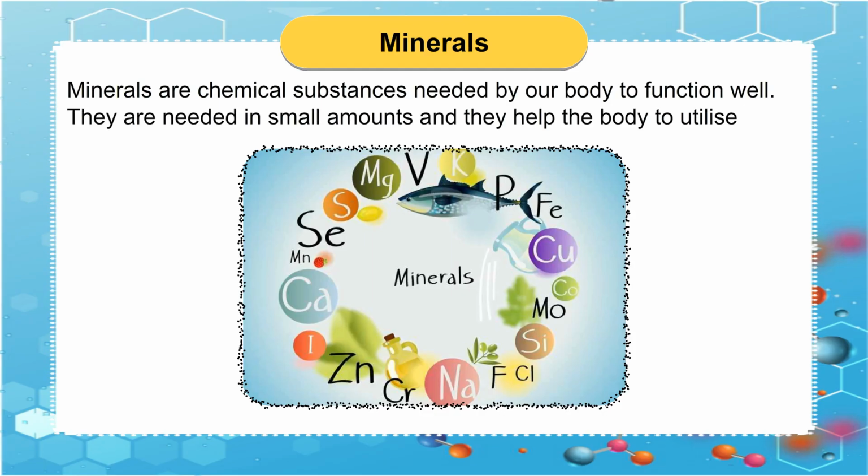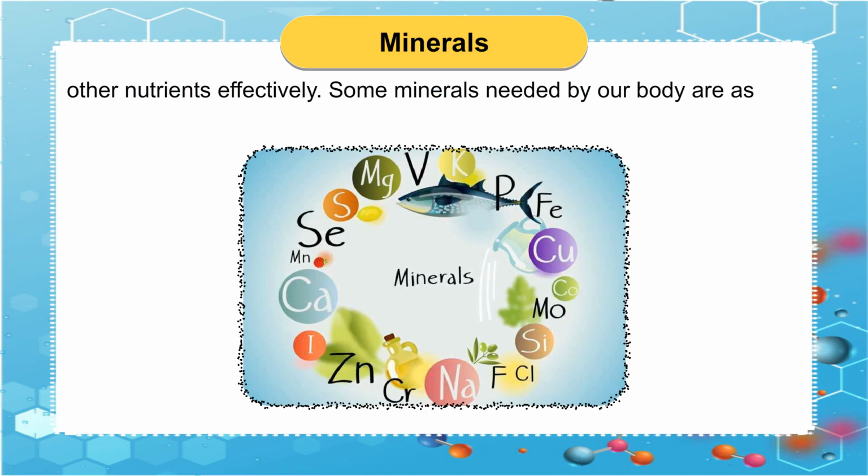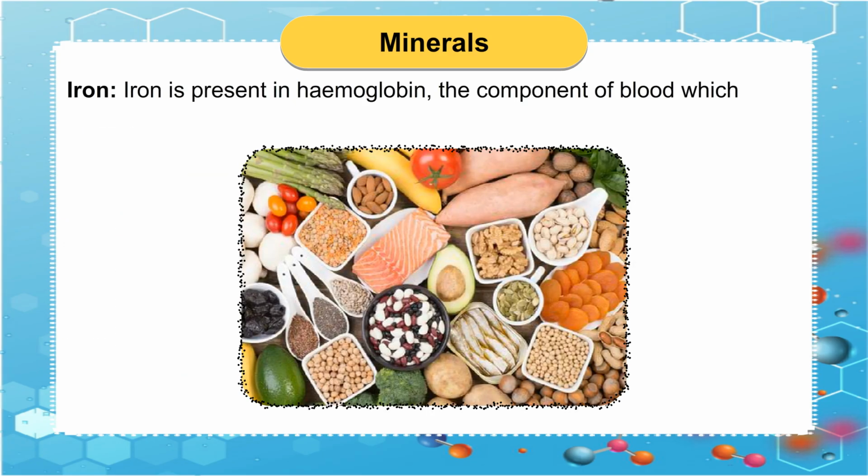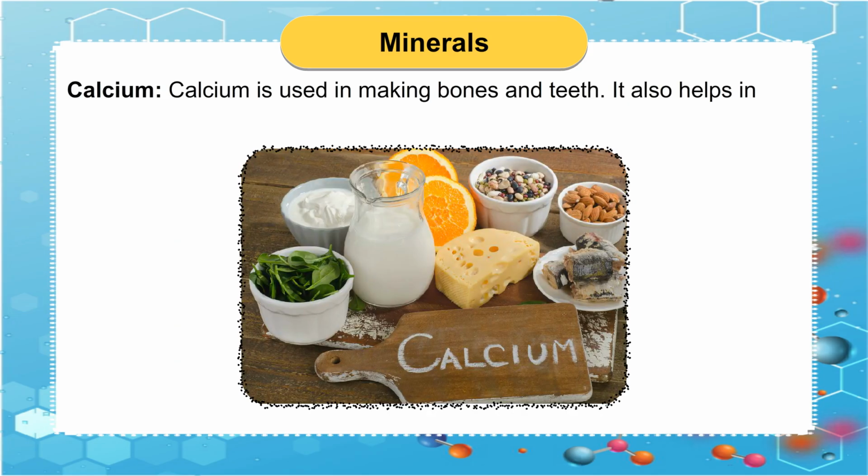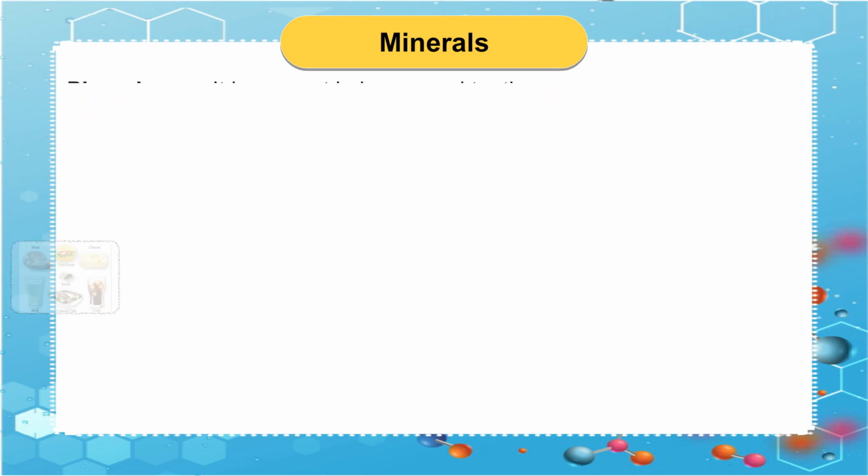They are needed in small amounts and they help the body to utilize other nutrients effectively. Some minerals needed by our body are as follows. Iron. Iron is present in hemoglobin, the component of blood which transports oxygen. Calcium. Calcium is used in making bones and teeth. It also helps in blood clotting.